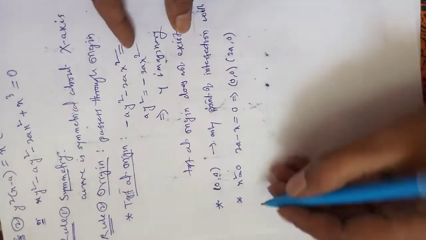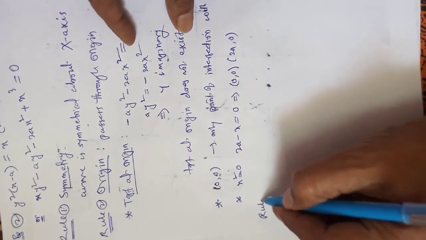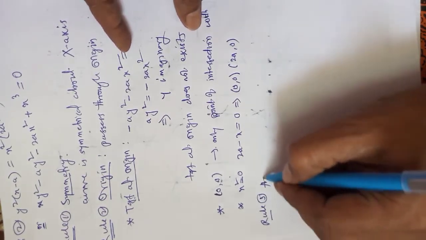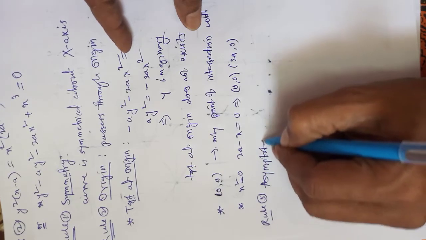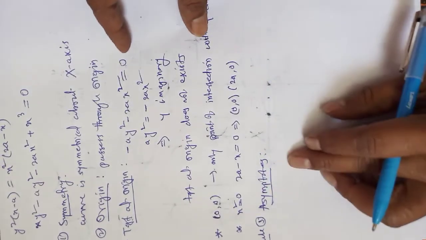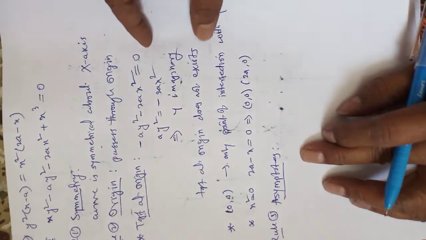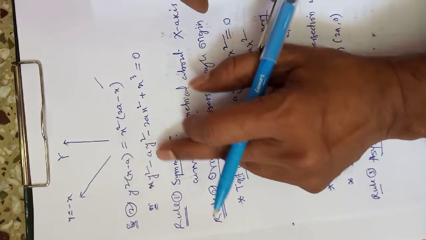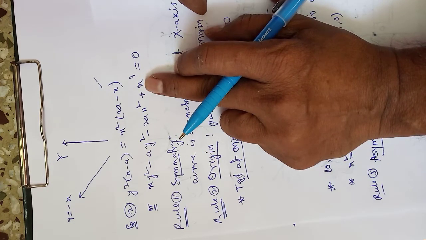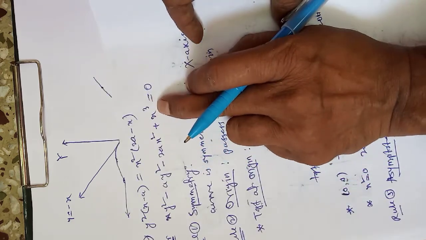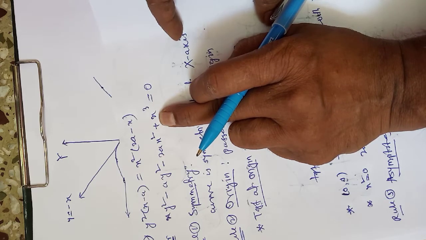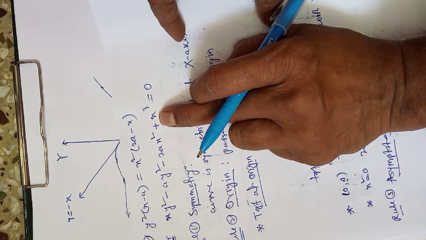Okay. So rule 3, asymptotes. So to get asymptotes parallel to coordinate axis, say asymptote parallel to x-axis. How we get it? Collect the coefficients of highest degree terms in x. So highest degree term in x is x cube. Its coefficient is 1. So 1 equals 0 not possible. Therefore asymptote doesn't exist parallel to x-axis.